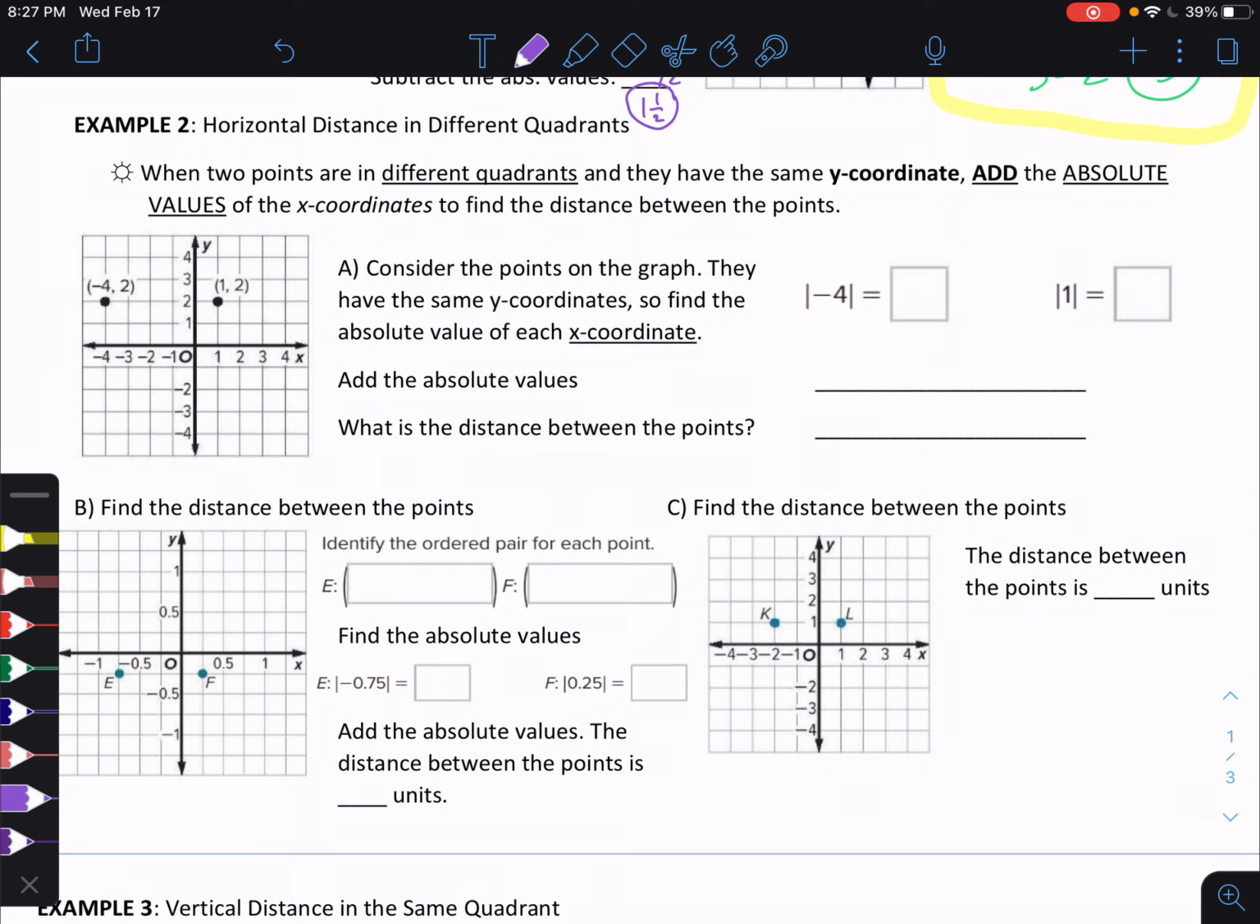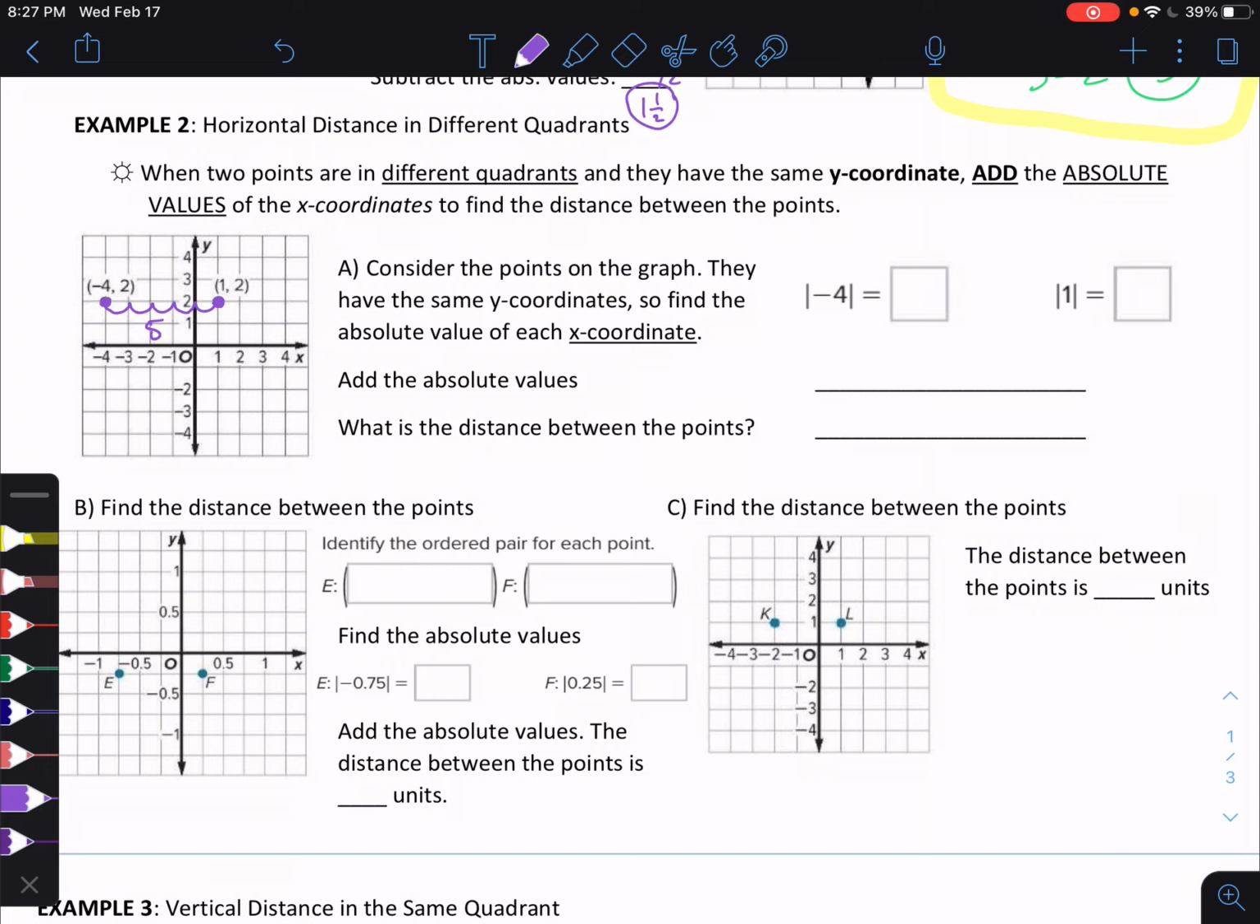So I can see that -4, comma, 2 is over here on the left side of the graph, and I can see that 1, comma, 2 is on the right-hand side of the graph. Again, I can count the spaces in between them just to show that they are the same. So here I've got 1, 2, 3, 4, 5. So when I do the absolute values and I add them together, my distance should be 5.